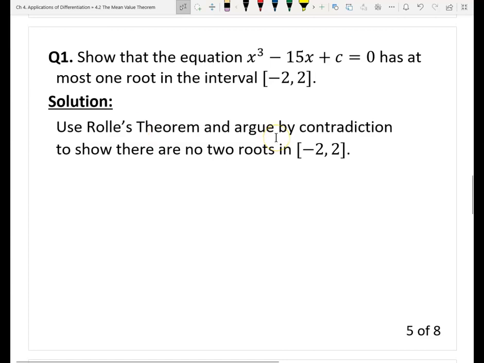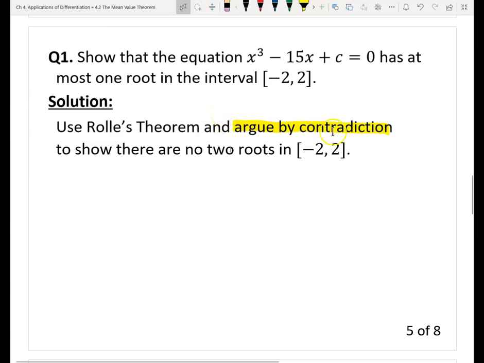What is argue by contradiction? Let me highlight this, since probably you are not familiar with this method. Let me introduce it a little. If we want to prove something, first we set up an opposite hypothesis, and then we do reasoning.